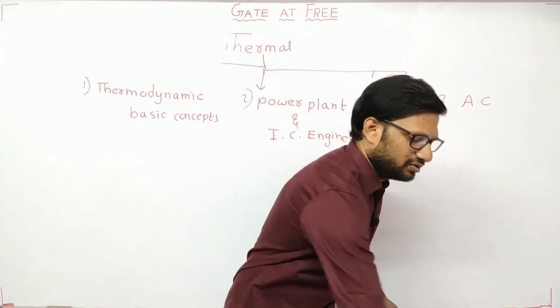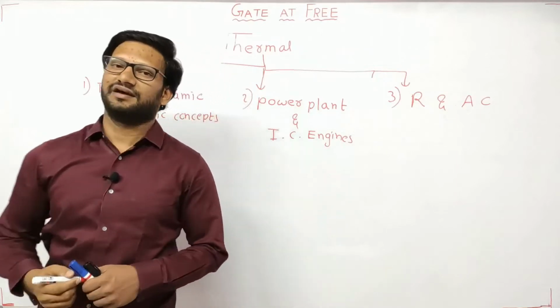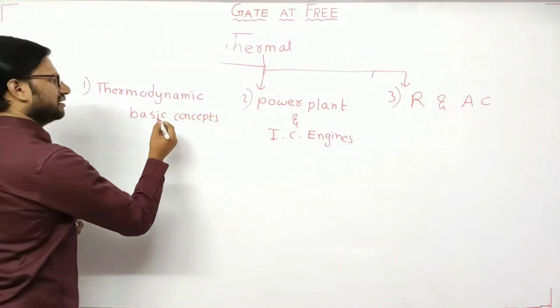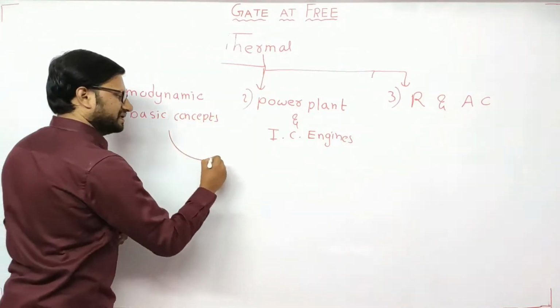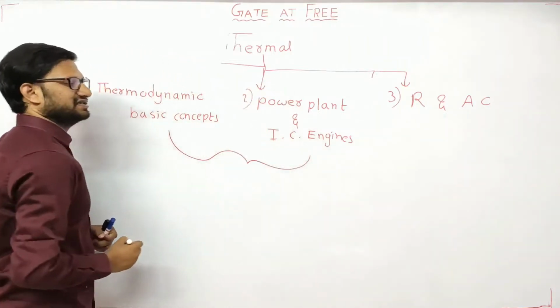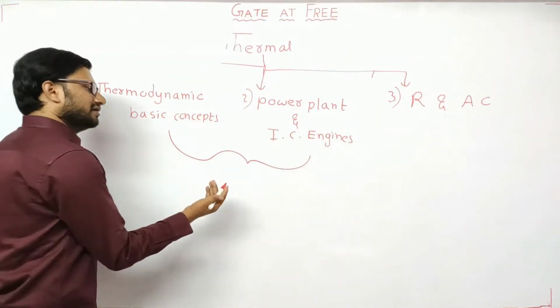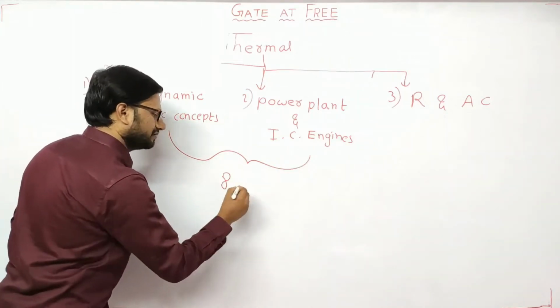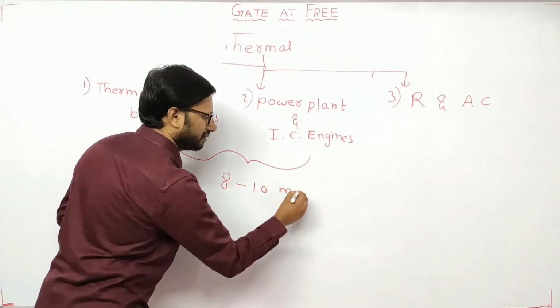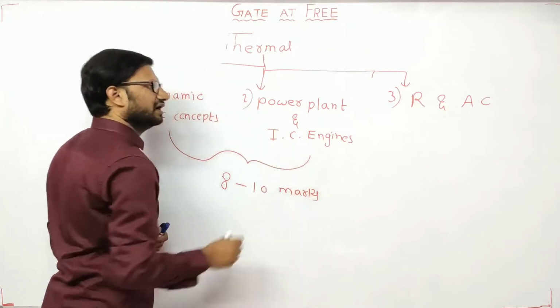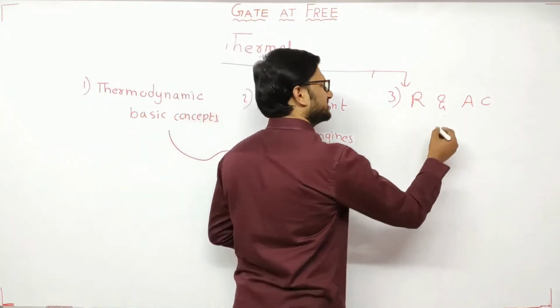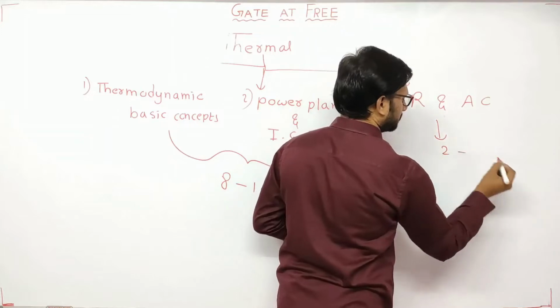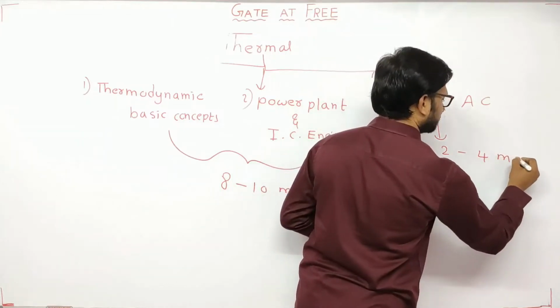Now let us see the weightage in GATE marks. In thermodynamic basics and power plant IC engine, the average marks in the GATE exam are 8 to 10 marks. In refrigeration and air conditioning, we can expect 2 to 4 marks.